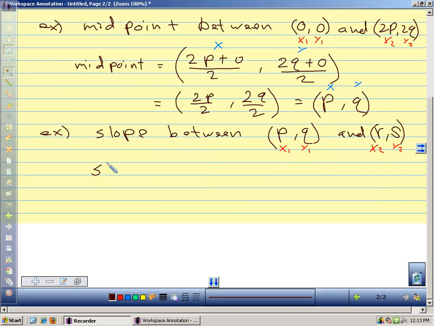So the slope is y2 minus y1, s minus q, over x2 minus x1, r minus p. And because I don't know the numbers that these represent, this is as far as I can go. So that's the slope between those 2 points.